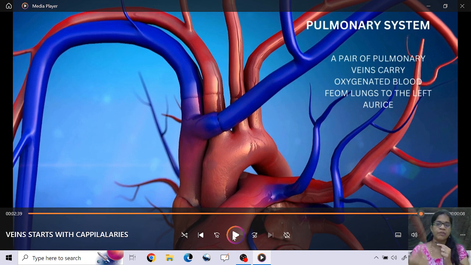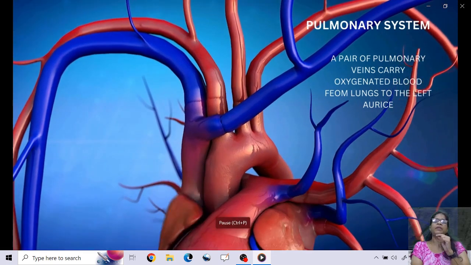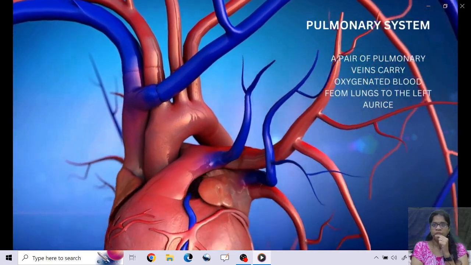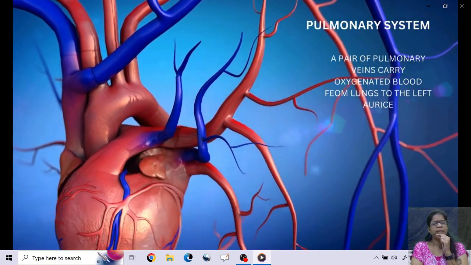So in the last class I covered that there are a pair of pulmonary veins which collect the oxygenated blood from the lungs to the left auricle, so that it enters the left ventricle, and from the left ventricle through the systemic aorta it enters all over the parts of your body. That is why this is the only one which carries the oxygenated blood from the lungs to the left auricle. I hope you are clear with the arterial system, venous system, and also the structure of the heart, all the chambers in the heart and how the heart sound is made.